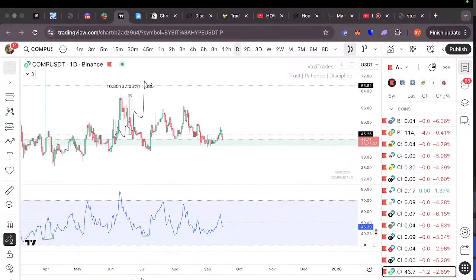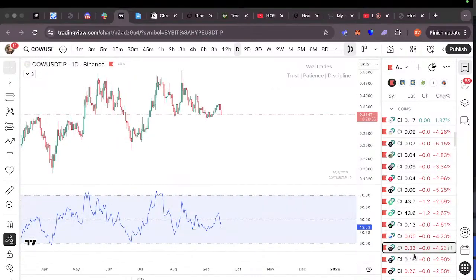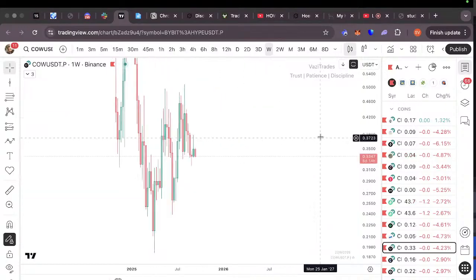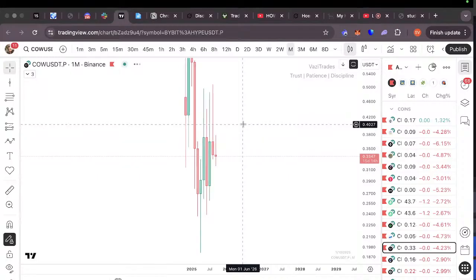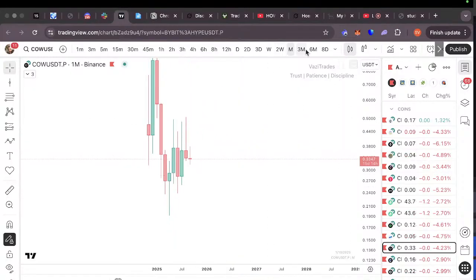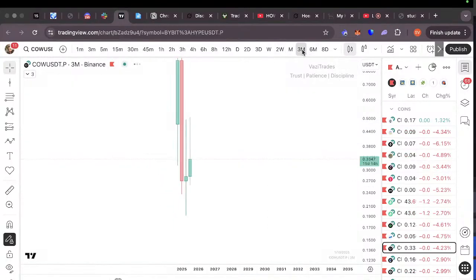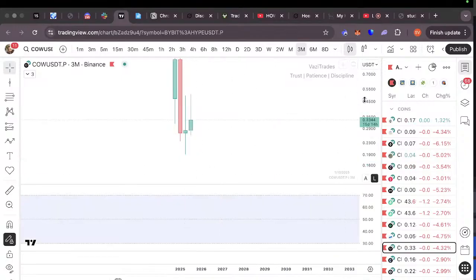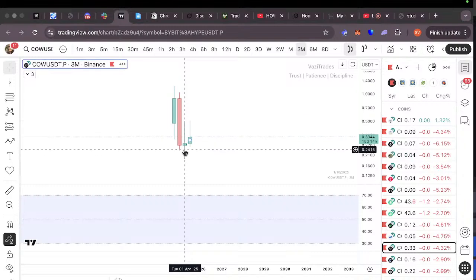What else? What else can I check? Cow. Okay, the coins like this, like cow. Okay, let's go to 3. Even those 3 months, it looks pretty positive. So previous 3 monthly closed bullish.